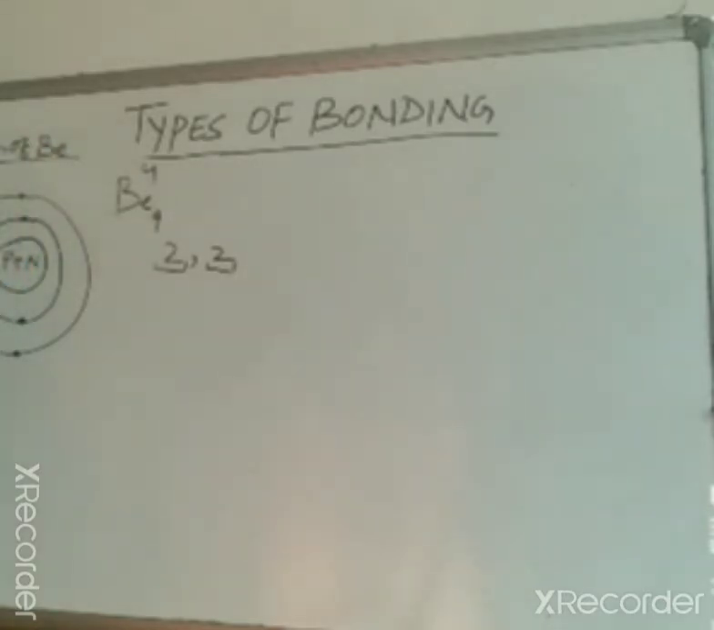Beryllium. Now, for an atom to get a stable configuration, the outermost shell must have 8 electrons so that it follows the octet rule. So this is the valence shell, and these are valence electrons.